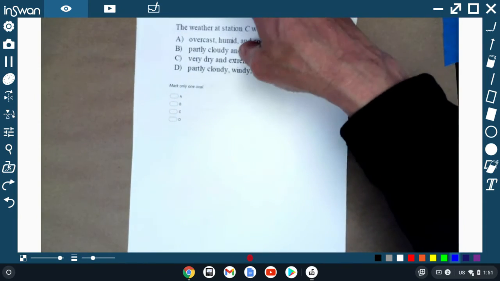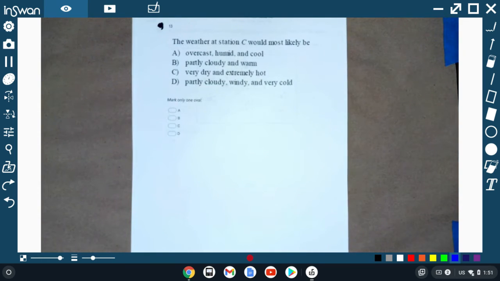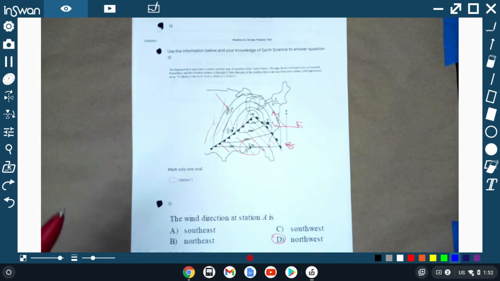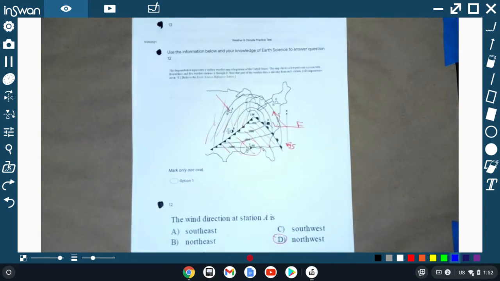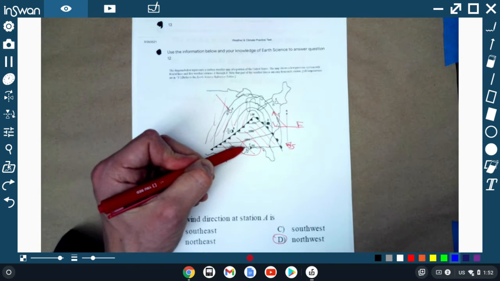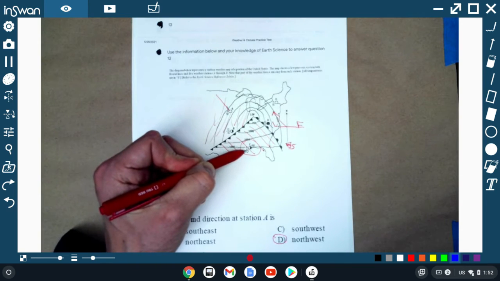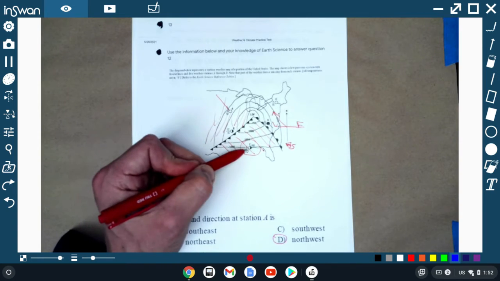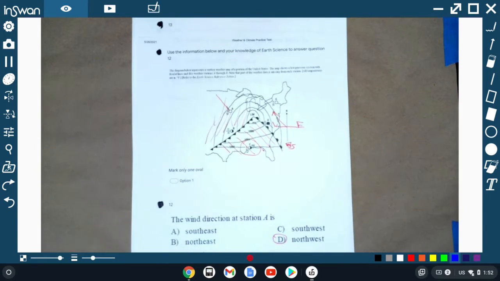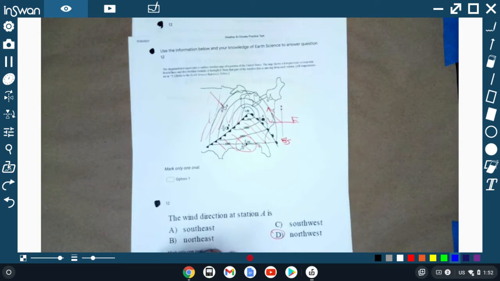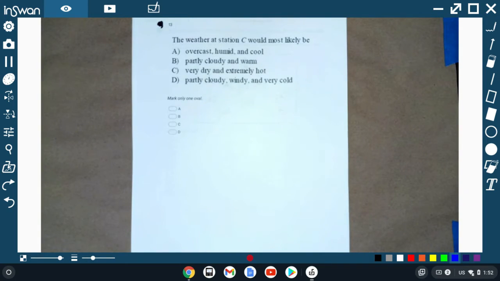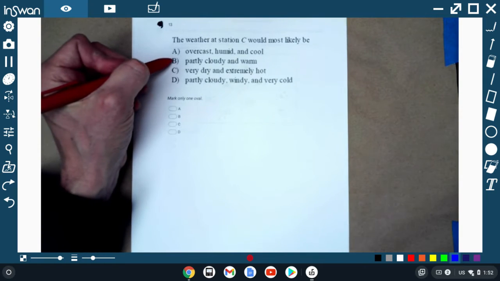Number 13, the weather at station C would most likely be, well, let's go back to our map here. So location C, all right? Well, it's in the shaded area, so I know it has to be warm. It's 91 degrees and 86 is the dew point, so we could be having some rain there. And we have half of it shaded in, so that's partly cloudy. So let's take a look for partly cloudy, warm, and maybe some precipitation. So I can already see partly cloudy for B and D.